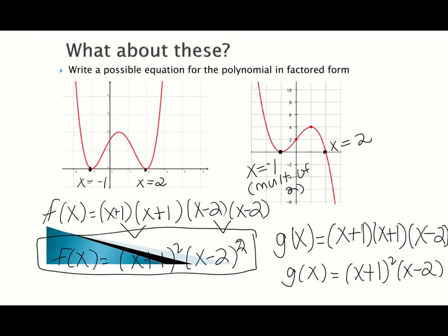Then I need to make sure to check to see if it's negative or positive, and my function ends going down, so it is a negative. So I need to make sure that I have a negative out in front. So I have g of x equals negative x plus 1 squared times x minus 2. So always make sure to pay attention to what degree the polynomial is, so you know how many zeros that you should have, so that we're paying attention for those double roots, those multiplicities of 2.